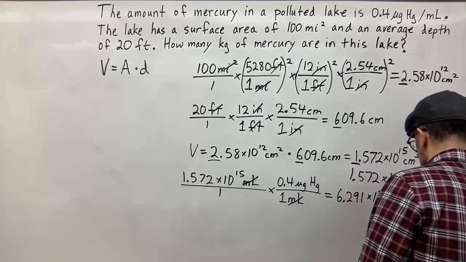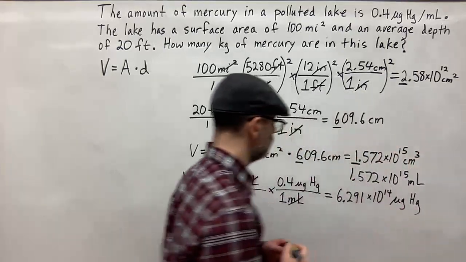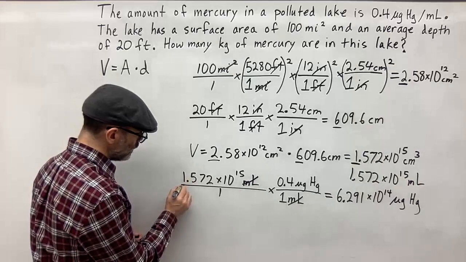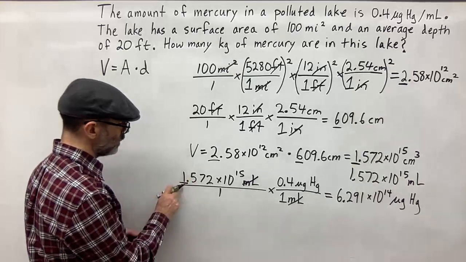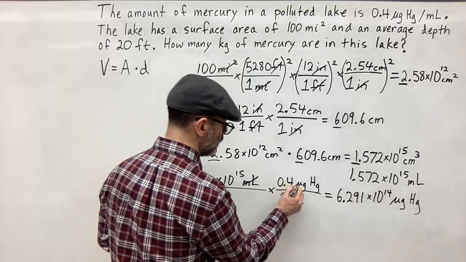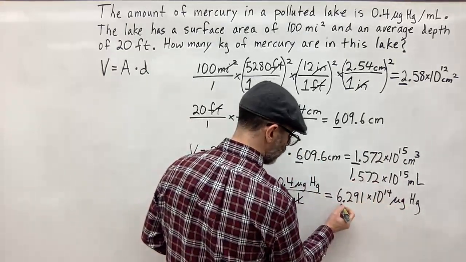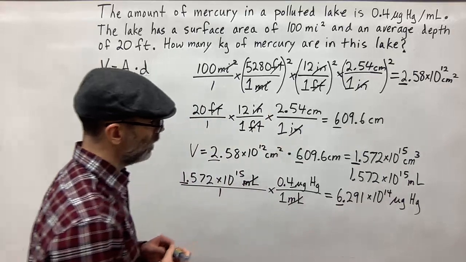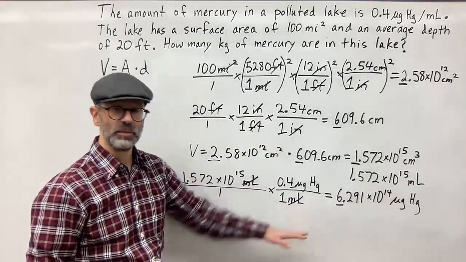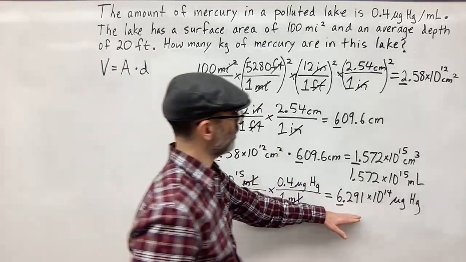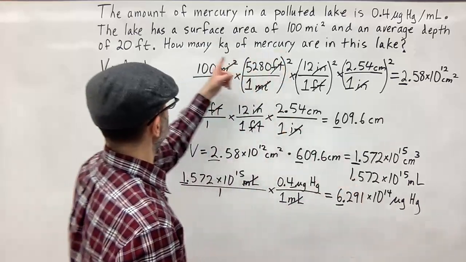micrograms of mercury. I have one sig fig here, right? So one sig fig there. This is one sig fig. So again, when I'm multiplying and dividing, this should be one sig fig as well. Again, I'm going to keep the extra digits because I have to now convert this to kilograms. That's my last thing.